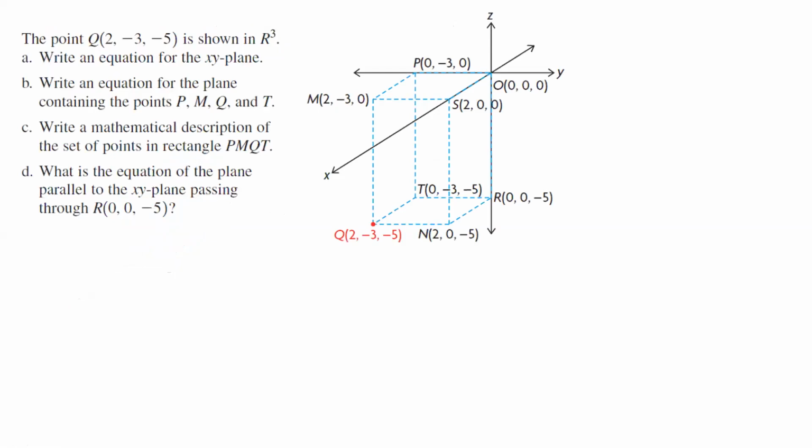All right, this is a little different. And I'm going to give you some help with this one because it's not as obvious. But I think if I start you off, you'll get an idea of how to answer at least the first question. The point Q is at (2, -3, -5), and it's shown in R3. So this is the point right here. Of course, we could also put a position vector from the origin down to that, but I didn't bother putting one in this time. It says write an equation for the xy plane.